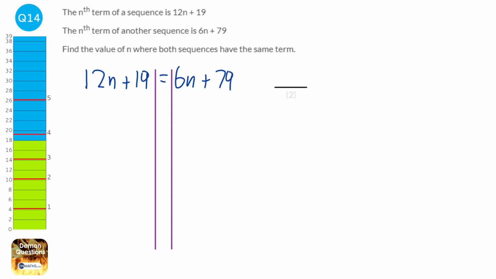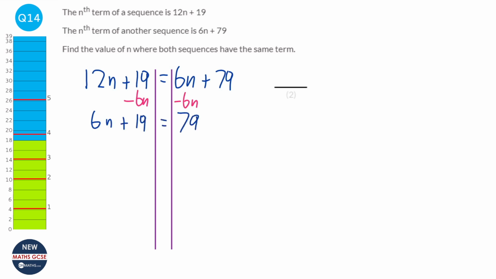So I draw my lines down, and I'm going to start off by getting rid of the n's from both sides. So we look to see which is the smaller amount. We've got 12n and we've got 6n, so the smaller amount is the 6n. So we're going to take away 6n on both sides, and so that would be 6n plus 19, and we've got rid of the 6n, so it's just 79.